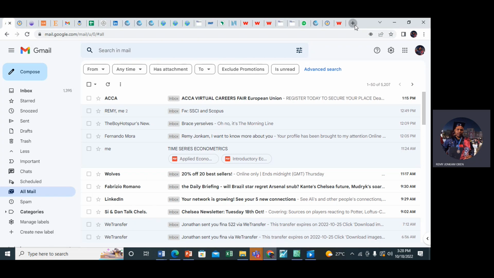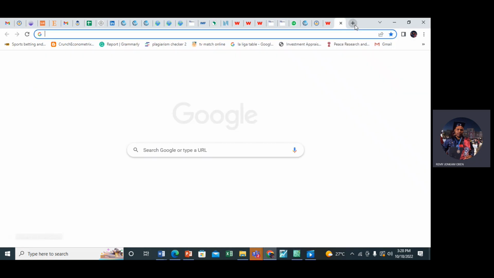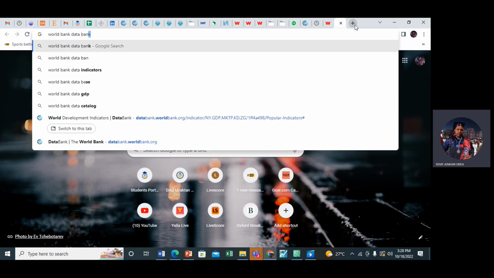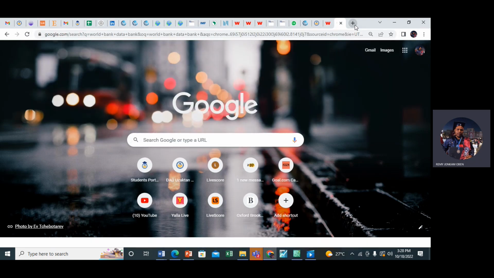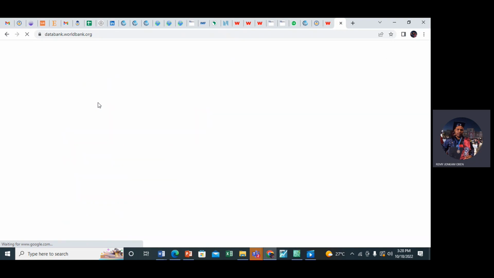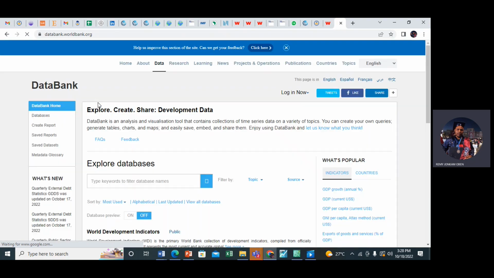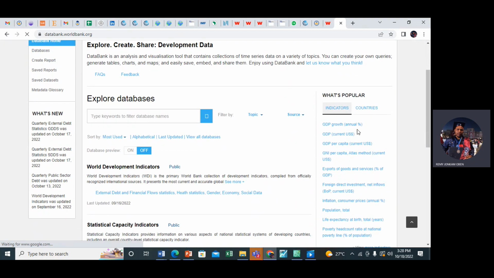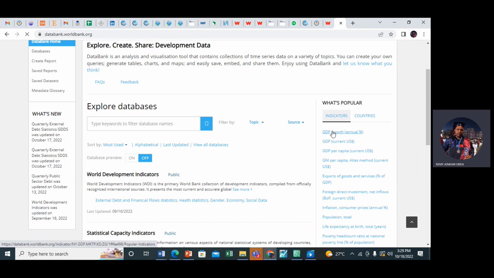Just come to search and type World Bank DataBank. Press enter. Come here, DataBank, World Bank. So now I'm going to tell you what data to download. Now you come to Indicators, choose this first one, GDP growth. Click on it. I'll tell you why.